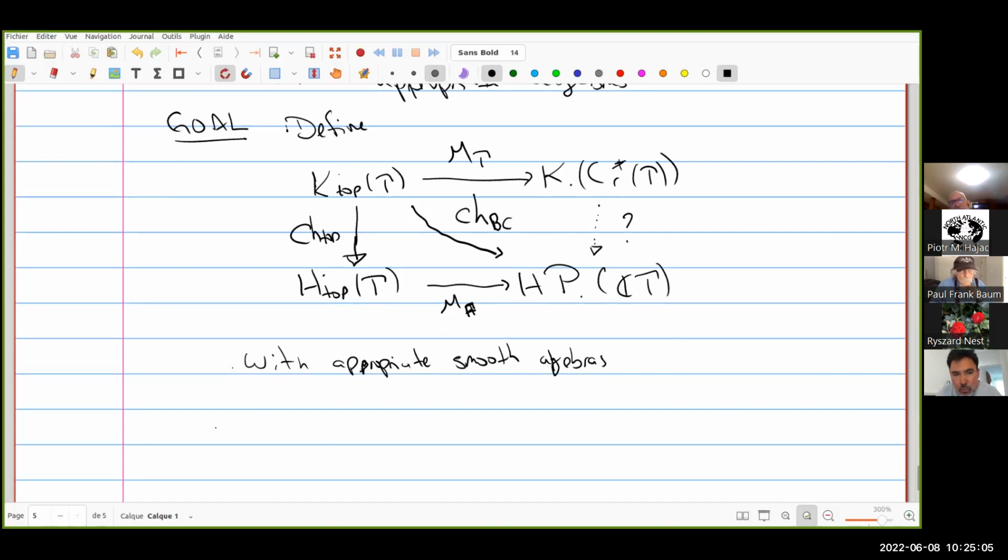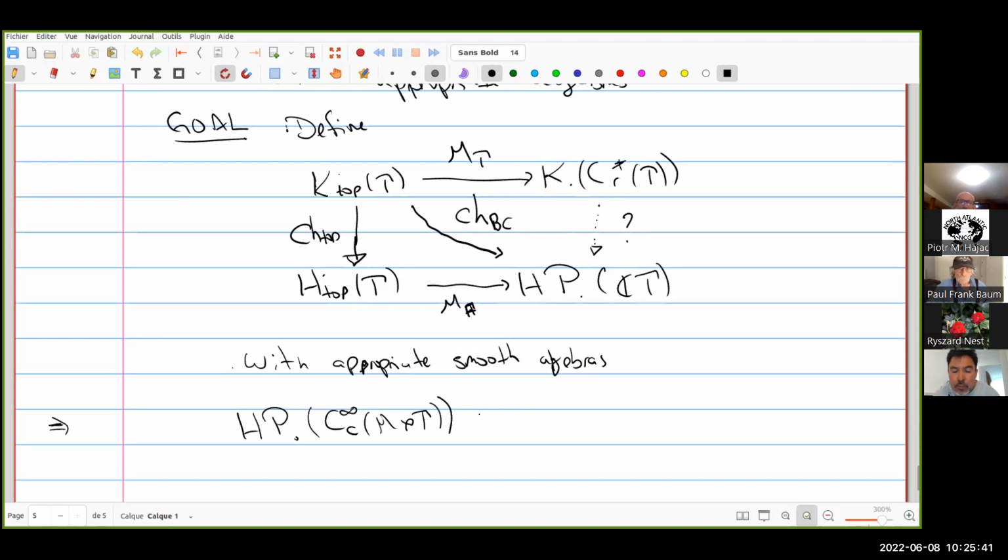Essentially, what we want is to define a Chern character. With appropriate algebras, what I mean is that periodic cyclic cohomology has essentially the same properties as K-theory. So you have the properties of homotopy invariance, of Thom isomorphism in this case, and you also have this six-term exact sequence.